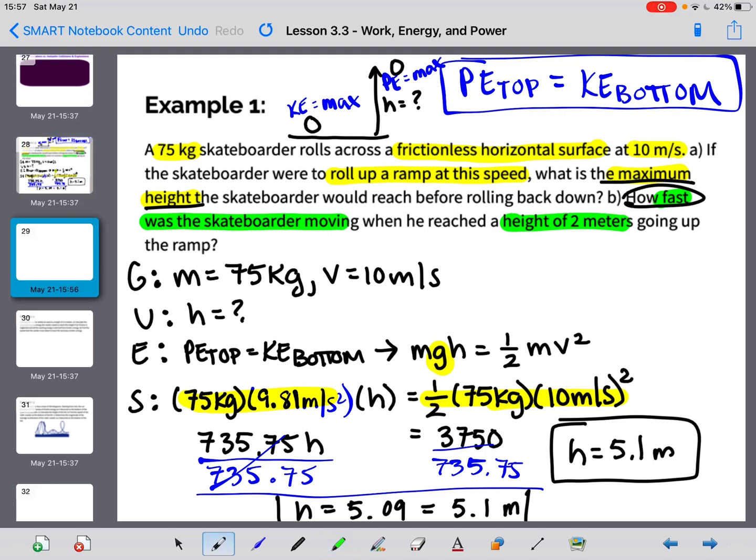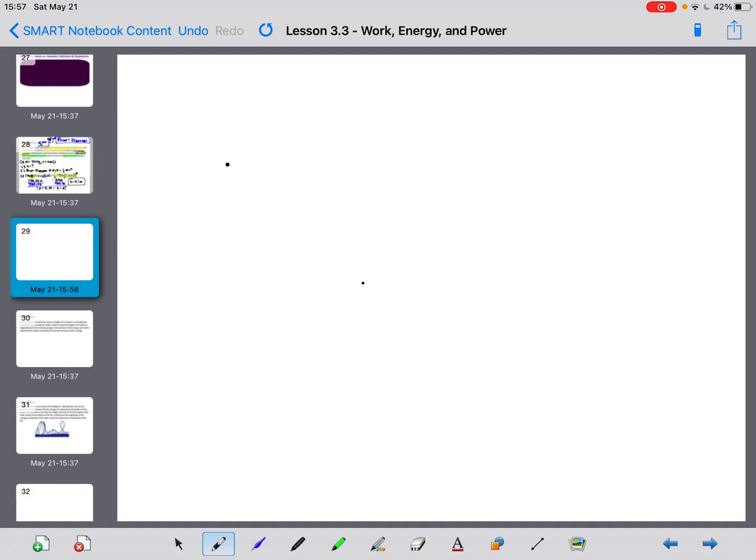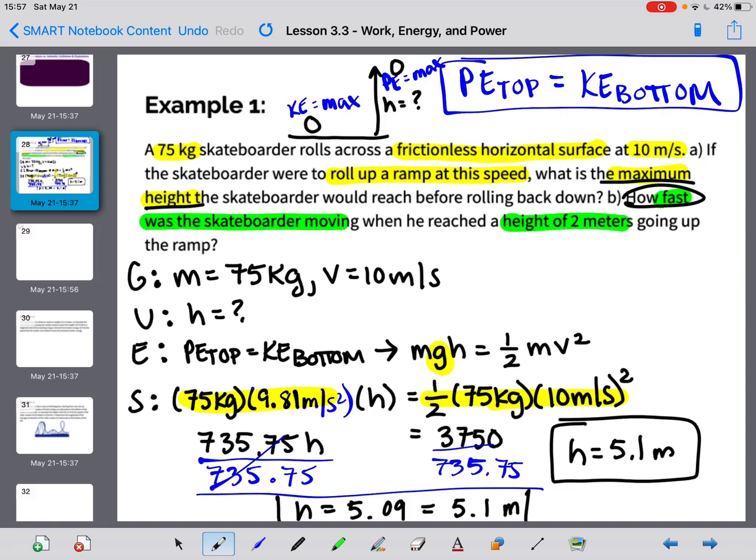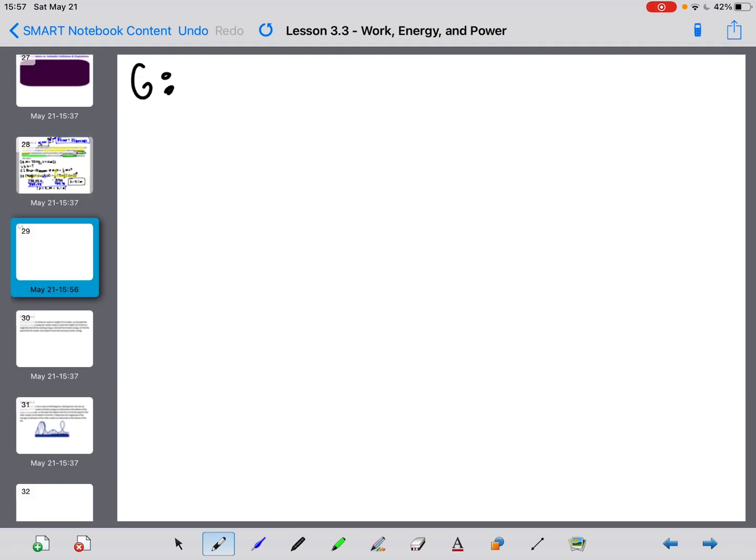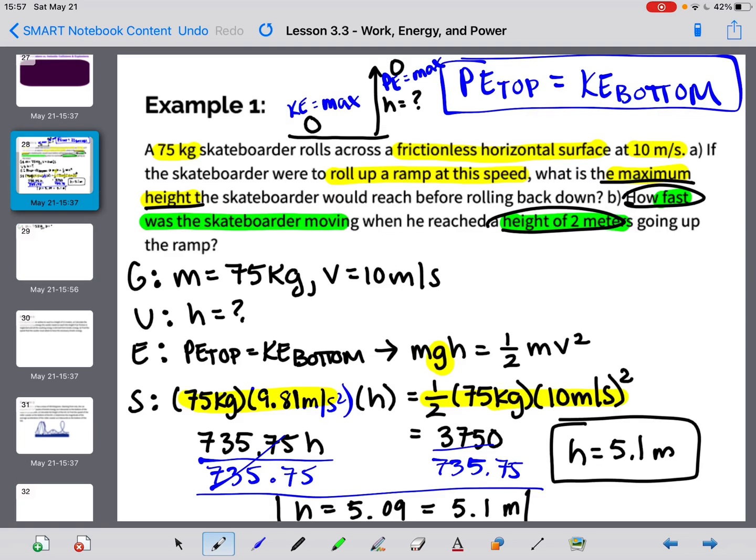Well, what that means is the following. Our givens are still going to be the same. The only given that will change is we're not using the height that we calculated. They actually give us a height right here. So everything else still stays the same. My mass is still going to be 75 kilograms. We don't know the velocity because it says how fast. The height is now, I believe it said 2 meters. Yep, 2 meters.